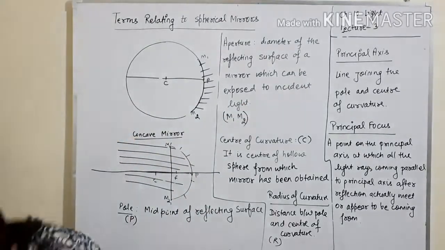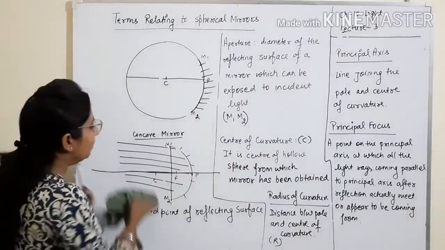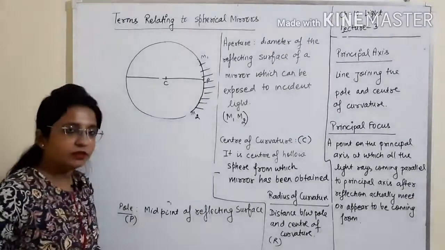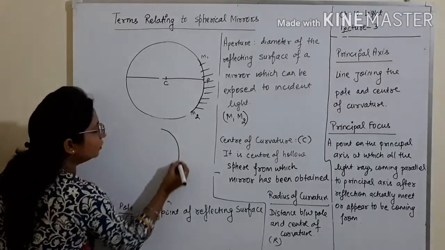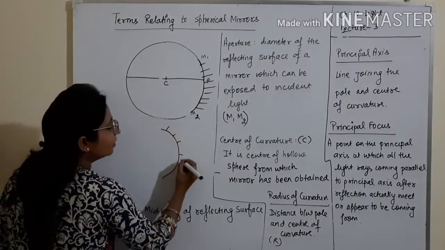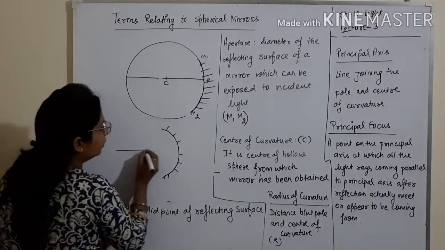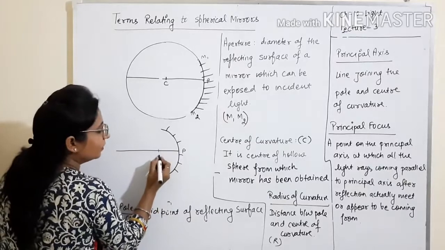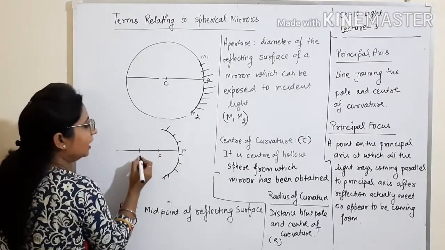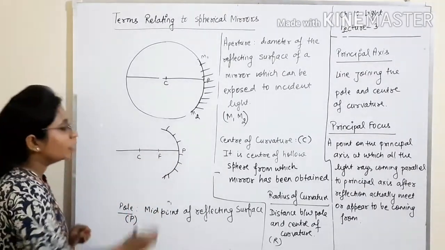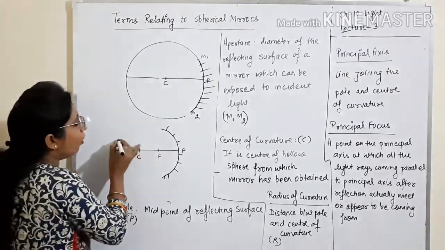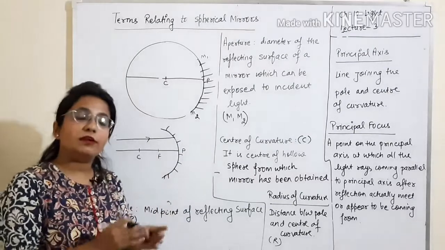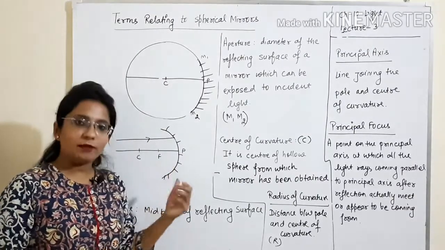Now we have a term, that is principal focus. What is principal focus? I already told you that a concave mirror is a converging mirror. This is the aperture, this is the pole, focus and center of curvature. Now I told you that all light rays meet at a point after reflection because it's a concave mirror.